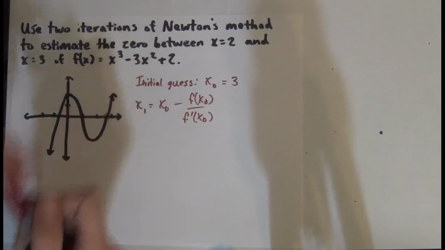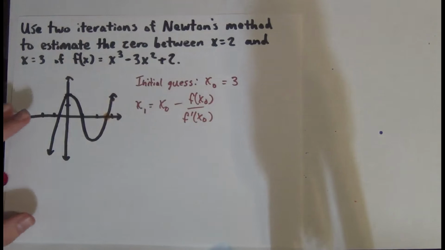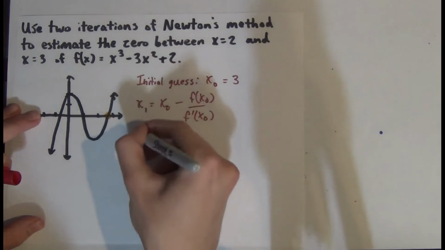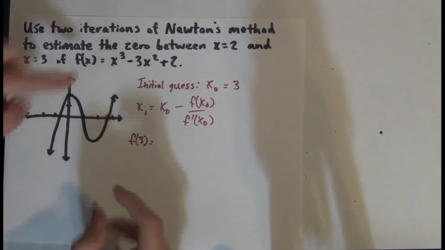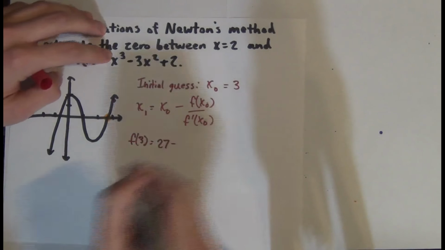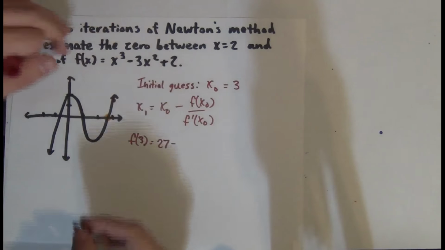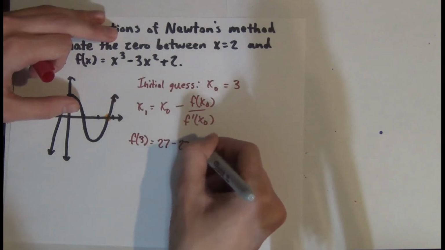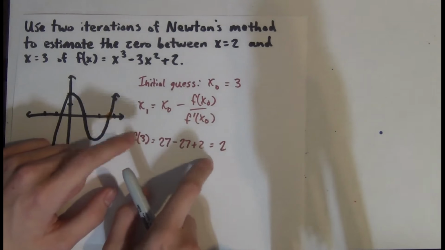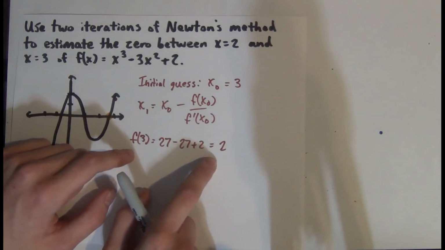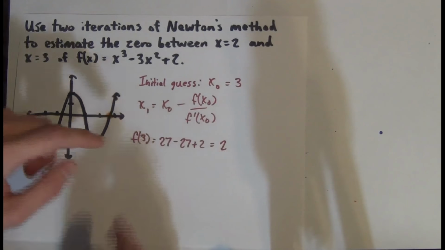Well, my function is x cubed minus 3x squared plus 2, so if I want to find f of 3, I take 3 cubed, which is 27, minus 3 times 3 squared, that's also 27, plus 2. Okay, so I get 2. Yes, sorry. Yeah, so I would get 2.